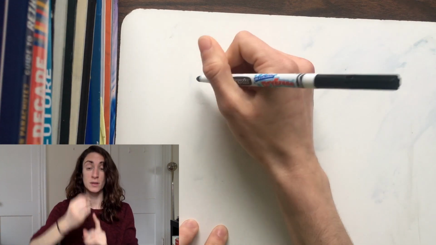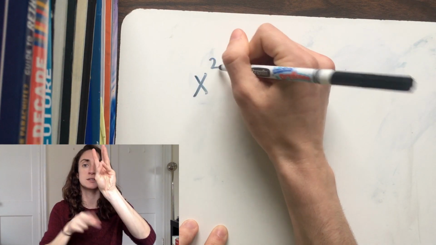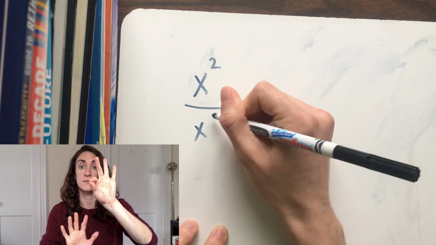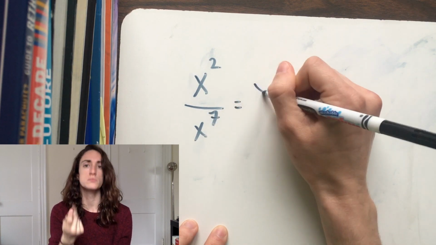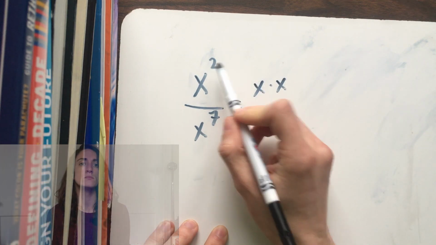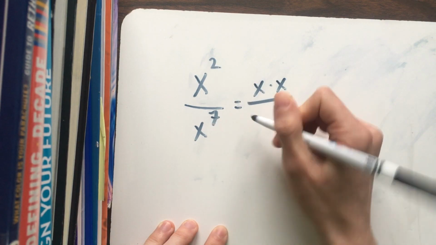Okay, so in those examples, the exponent in the numerator was greater than the exponent in the denominator. But what if that's not the case? What if the exponent in the denominator is greater than the exponent in the numerator? For this, let's expand the exponents out again, just to see what's going on.